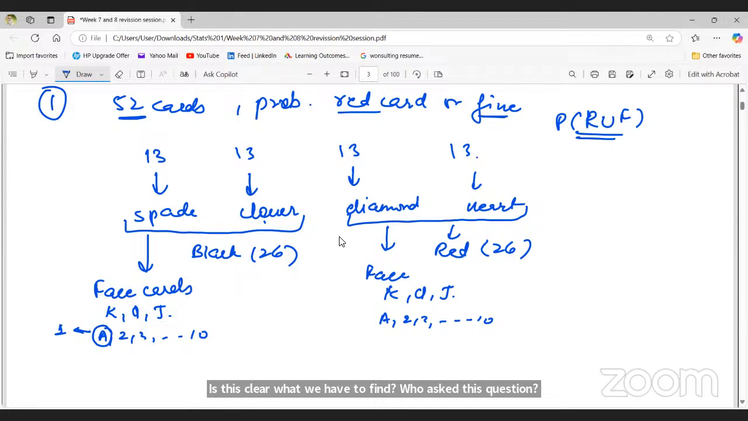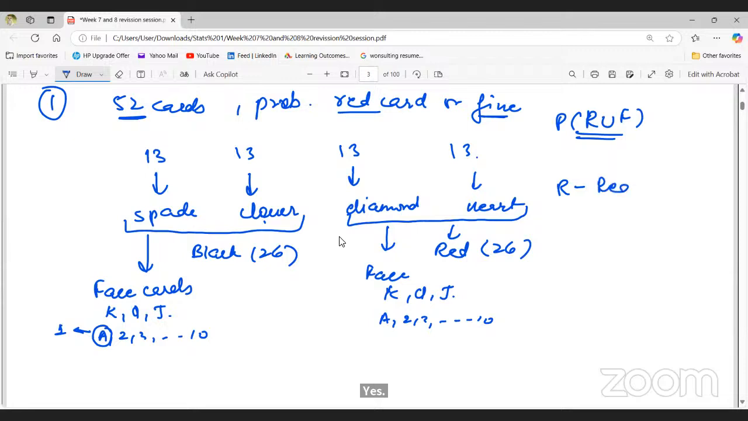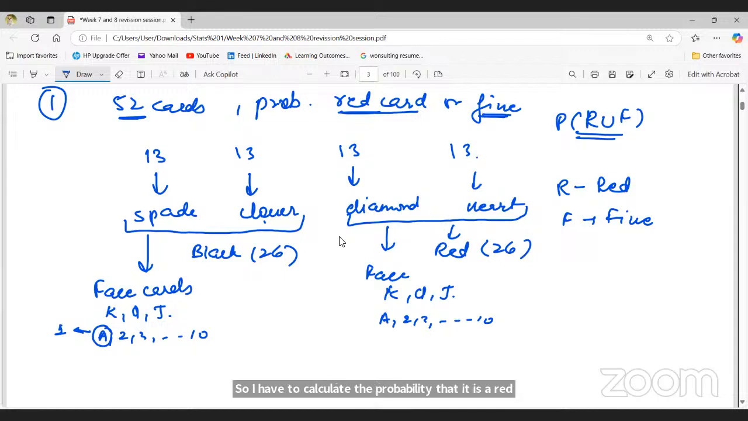Okay, let me represent R for the red card and F for 5. So I have to calculate the probability that it is a red card or a 5. That means probability of R union F. There is an OR, that means you have to find out the union.